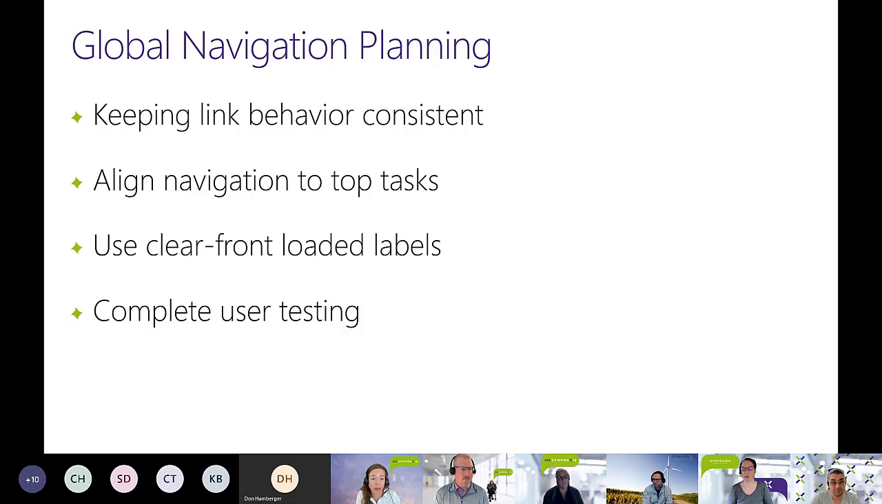Again, align those navigation to top tasks. When you're putting in those different navigation labels, make sure they're clear and front loaded. For example, if you have something under human resources, you don't want to list it out again as human resources benefits, human resources hiring. You would want to front load those as just benefits or hiring and reduce how much clutter is up in that navigation. And once you think you have something great, make sure you complete that user testing. Remember, you are not the user. You're really close to this and you're spending a lot of time with it. So testing this with about 15 users at a minimum is highly recommended.